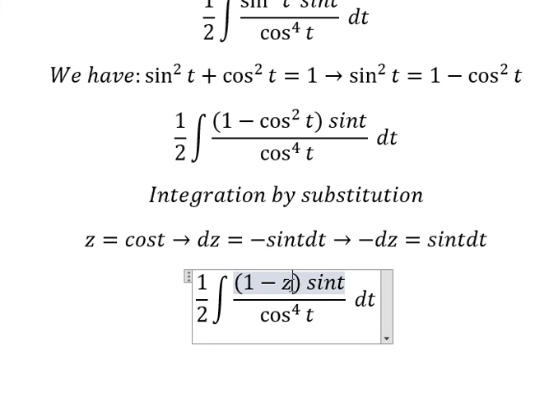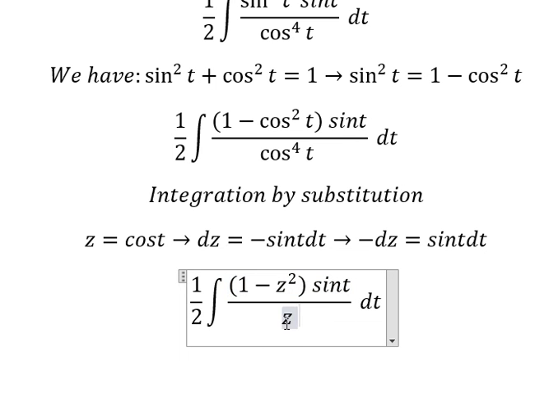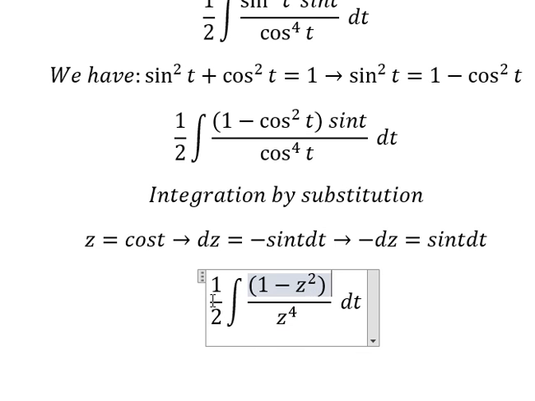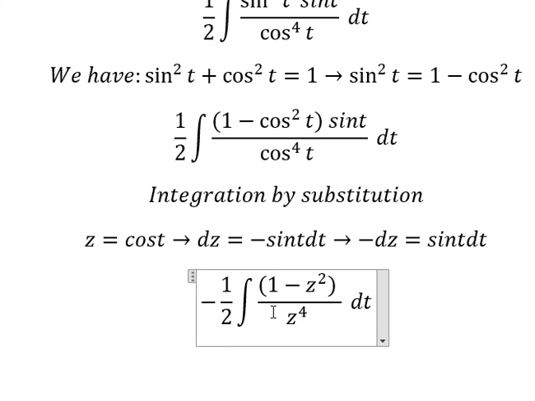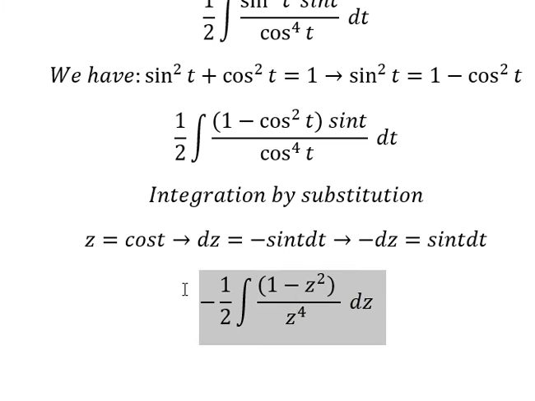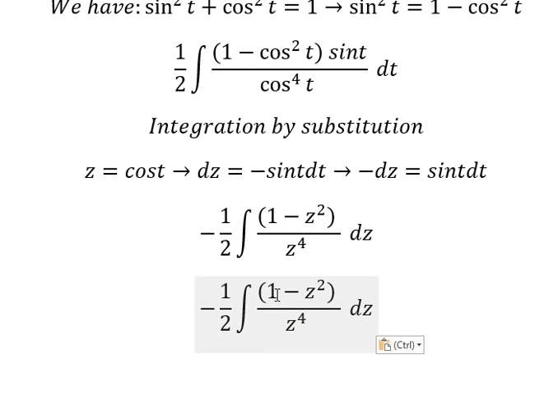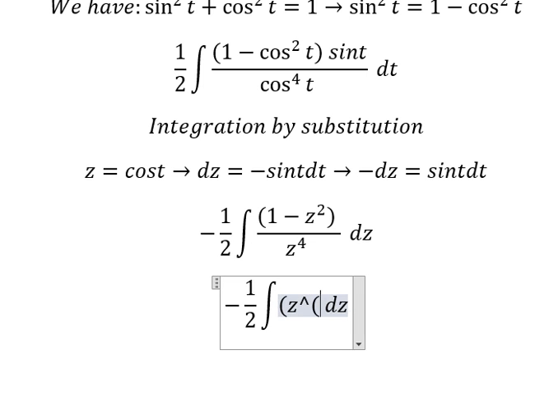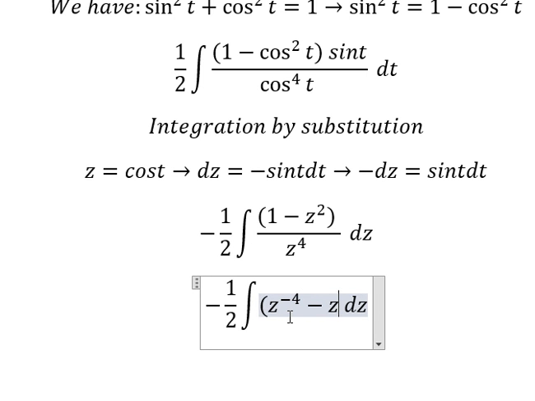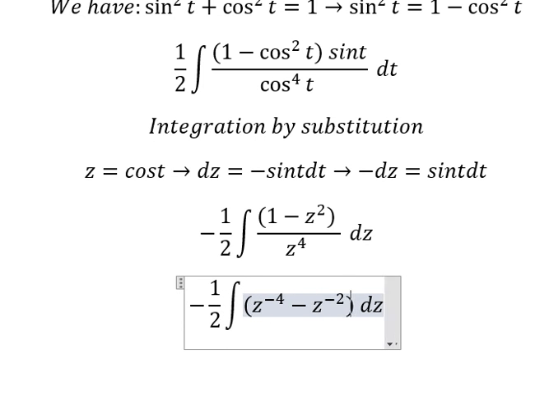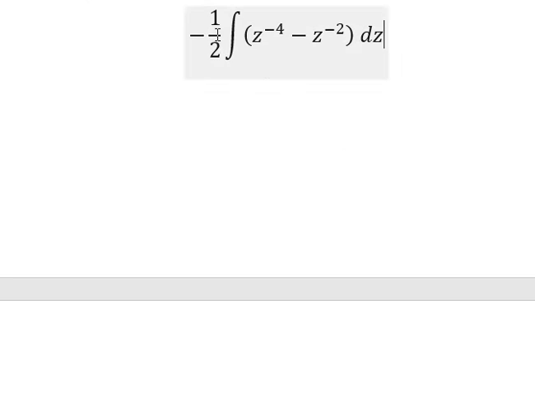This one we have z squared. This one we have z to the power of 4. Sine t dt we change by negative dz. So we have 1 divided by z to the power of 4 and z squared divided by z to the power of 4. We have z to the power of negative 4 minus z to the power of negative 2. And now we have the final answer.